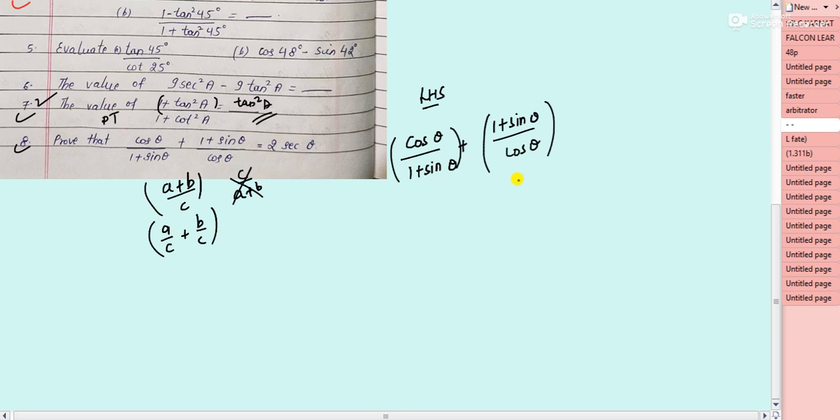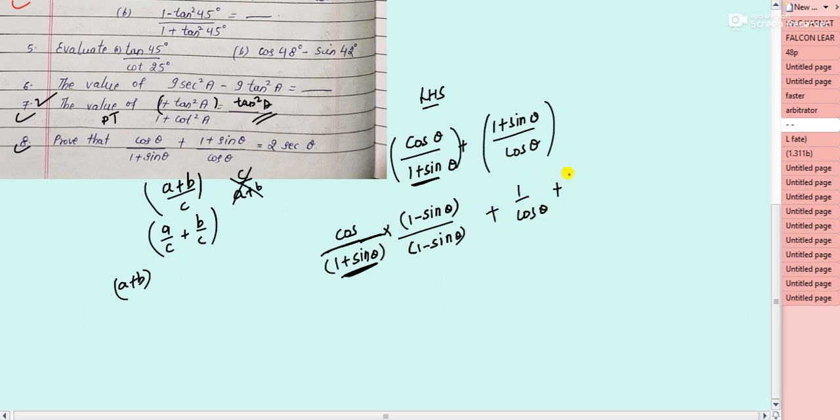So for that, whenever you get a denominator in the a plus b form, always do rationalization. Rationalization can be done like this. Multiply and divide by whatever you have in the denominator. It is 1 plus sine theta, so multiply with 1 minus sine theta and divide by 1 minus sine theta. Always follow this: rationalize the denominator. Plus this you can write as 1 by cos theta plus sine theta by cos theta.